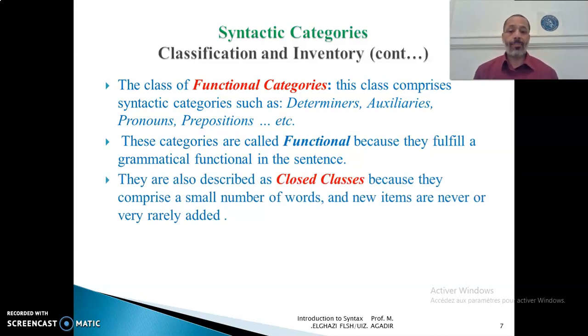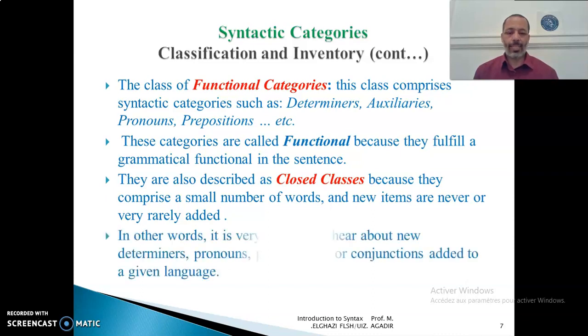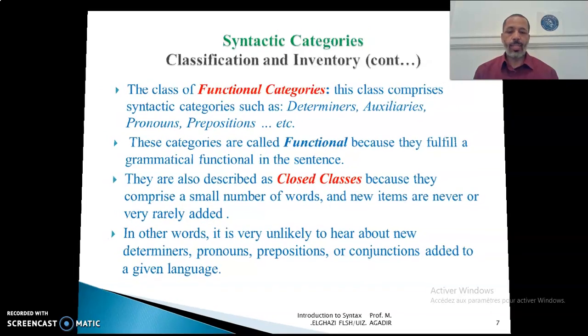They are also described as a closed class because they comprise a small number of words and new items are never or very rarely added to this class. You never hear, for example, in English that a new preposition is added or a new auxiliary or a new negative marker. Those that we know many years before still persist. The class is closed. It doesn't allow the addition of new items to it. In other words, it is very unlikely to hear about new determiners, new pronouns, new prepositions, or new conjunctions added to the language.